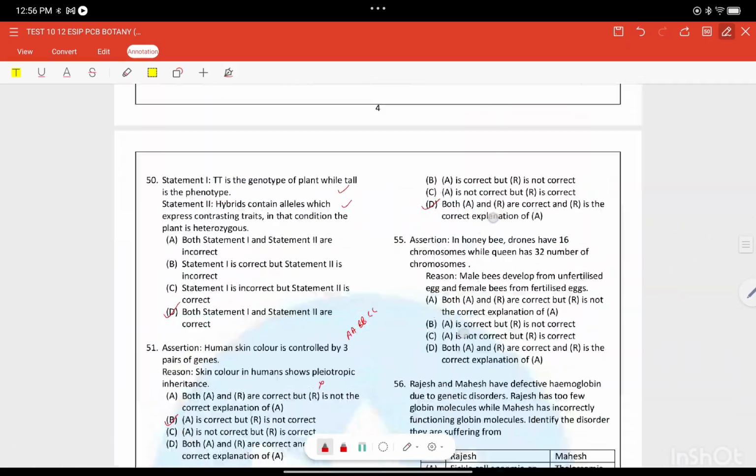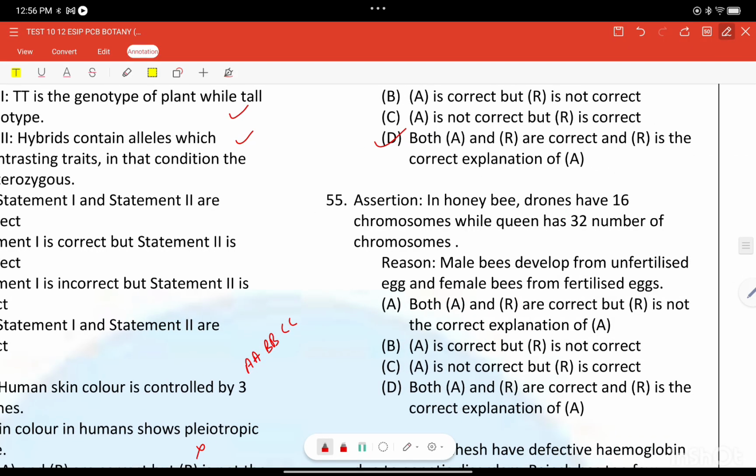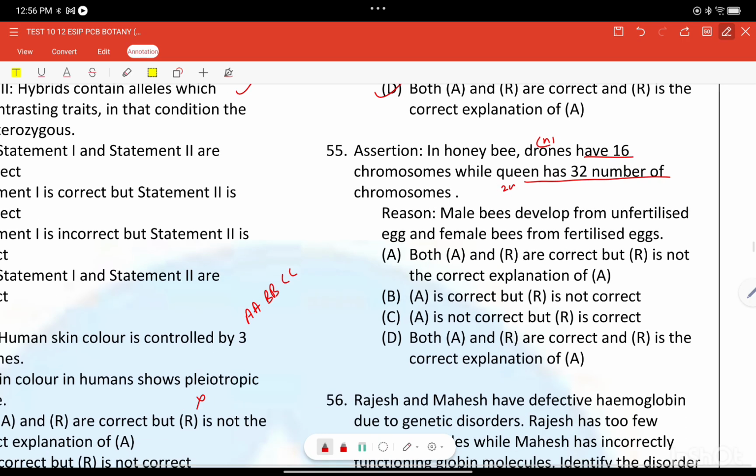So both are correct and it is the correct explanation also. Answer is D. In honeybee, drones have 16 chromosomes while queen has 32. That is, queen is diploid and in honeybee males are haploid. So that statement is correct, but the reason is that drone bees are haploid, because males develop by parthenogenesis, that is development of organism without fertilization. Male bee develops from unfertilized egg and female bee develops from fertilized egg. That is the correct explanation.